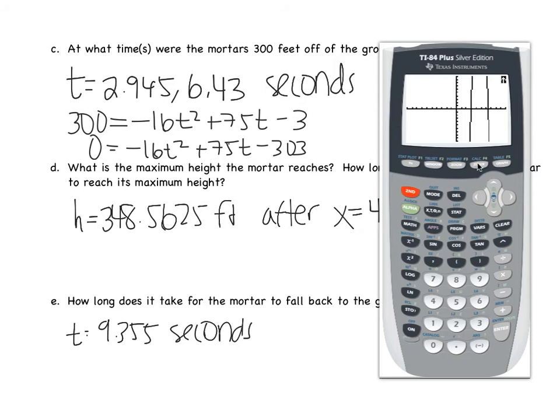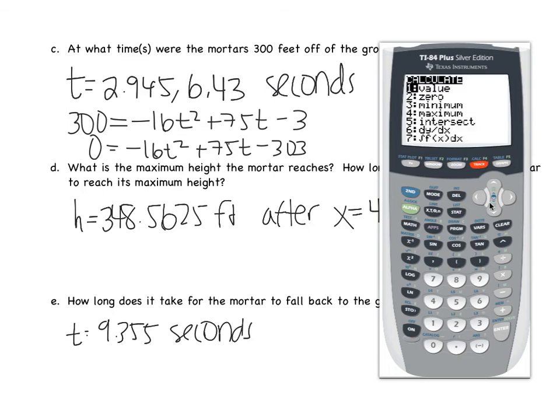To do that, I'm going to hit second calc, and I want to calculate the point of intersection between my two equations. If you hit enter 3 times, you get the first point to be 2.95, like we found using the quadratic formula. Now, that's only the first time that our equation is equal to 0. If you'll notice, there's also that 0 to the right.